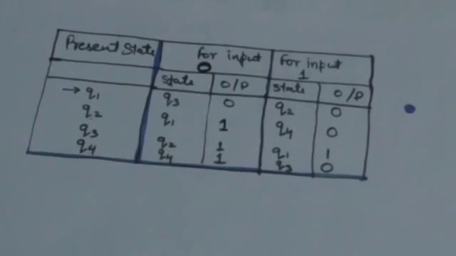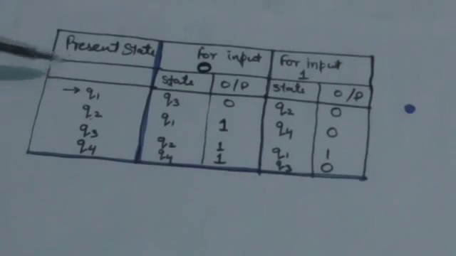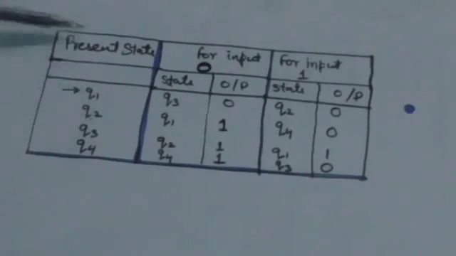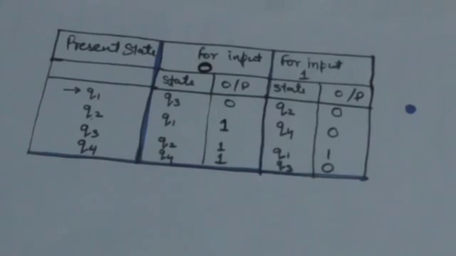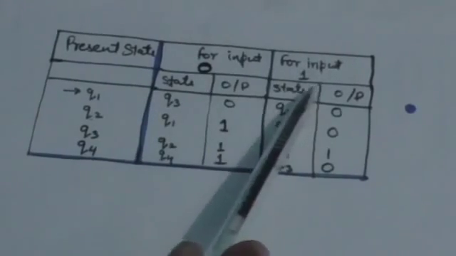Now this is a Mealy machine. Here I have represented it in tabular form. Now here all states are mentioned: Q1, Q2, Q3, Q4. So in this Mealy machine there are only 4 states. Initial state is mentioned by putting an arrow before it. Here Q1 is the initial state of this Mealy machine. Now here there are only 2 input symbols which this Mealy machine can read, 0 and 1.